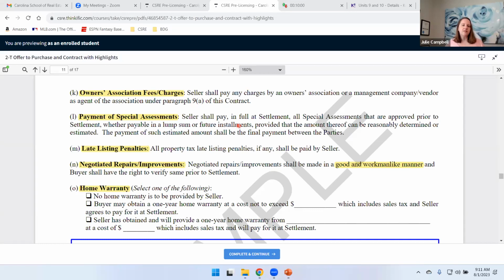Late listing penalties, if the seller didn't pay last year's property taxes, they're going to have to pay those. This year's property taxes are going to be shared. It's going to be a shared expense between the buyer and the seller.